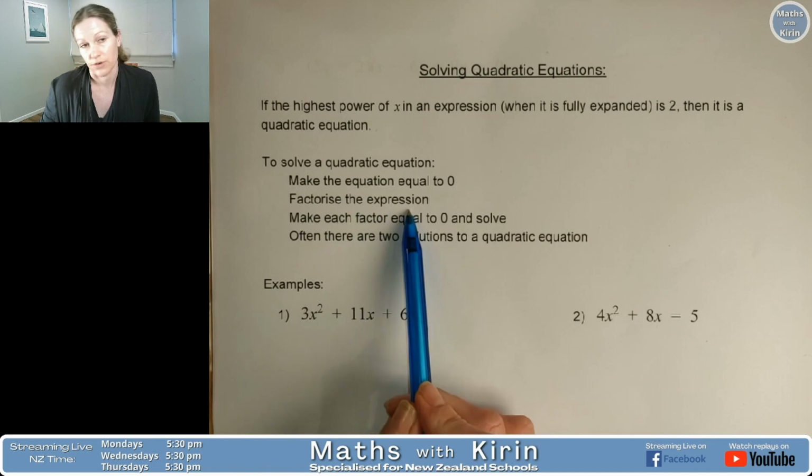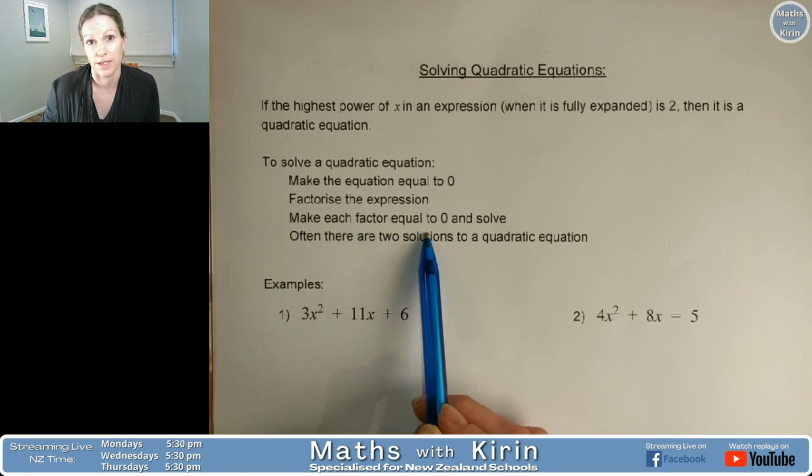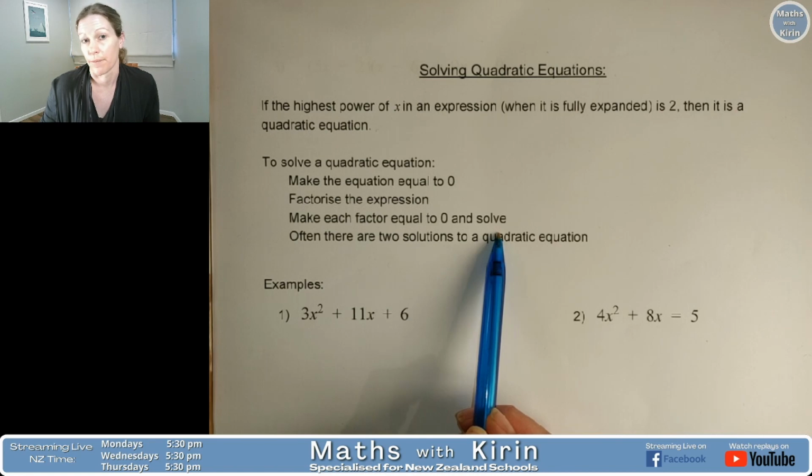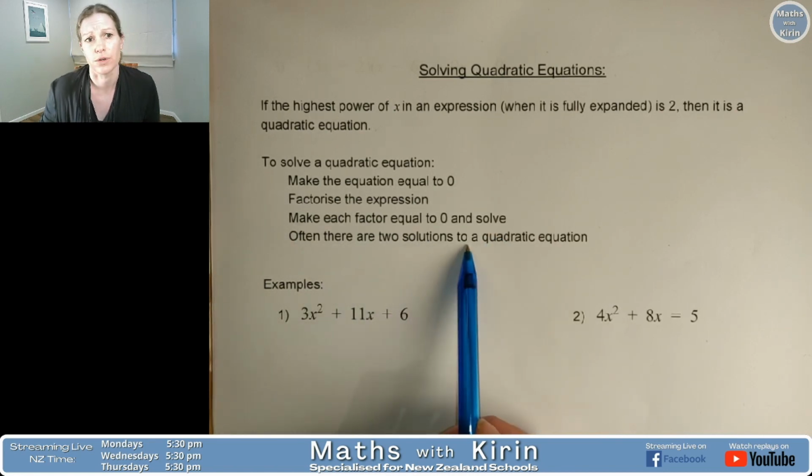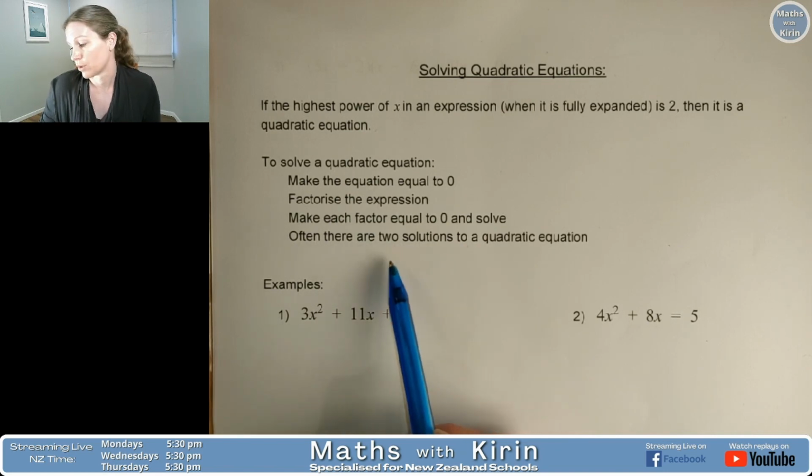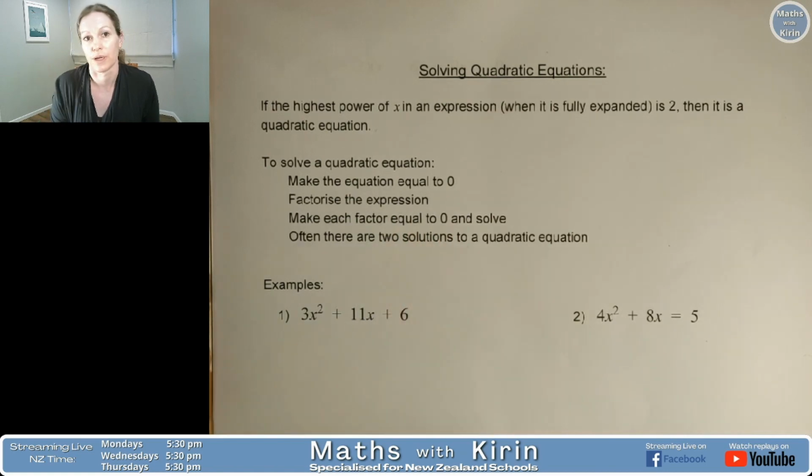So when we factorize our expression, the next step is to make each factor equal to 0, and we solve for that variable. Often with a quadratic equation, you'll end up with two solutions. Sometimes there might only be one. We call that one repeated solution, but in most cases you'll end up with two solutions. If you have a contextual question, then you'll need to refer back to the question and make sure both of the solutions you have make sense. Sometimes you might have a scenario where, for example, a negative number doesn't make any sense. While mathematically it's a solution, given the context, we would discount that particular solution. So just be careful with that.